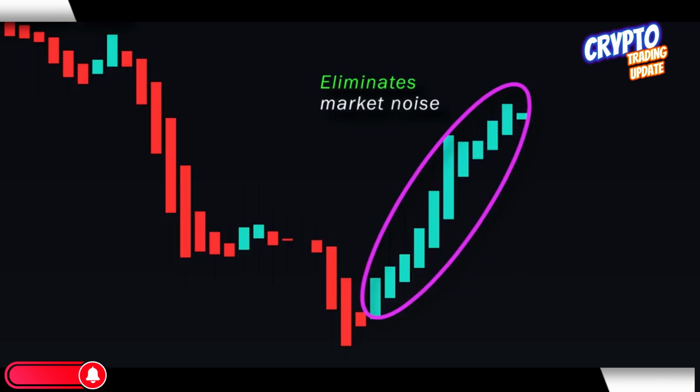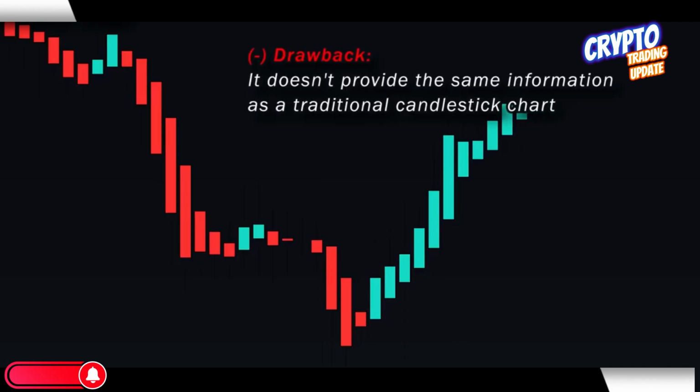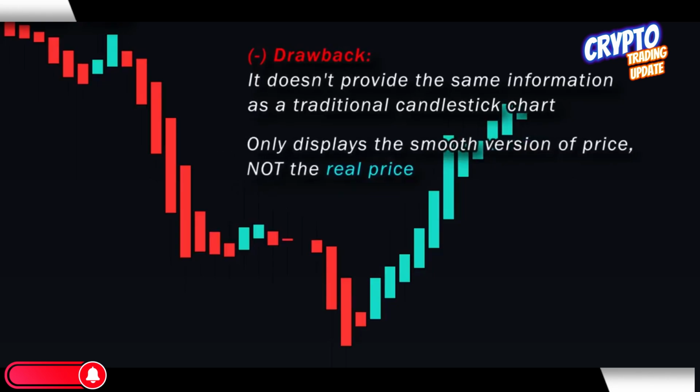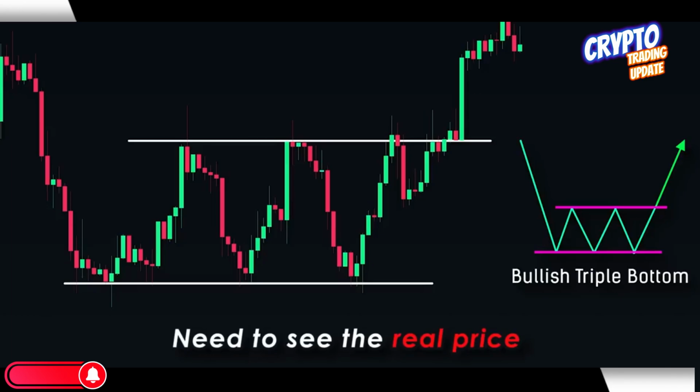However, as with any technical indicators, the Heikin Ashi has a couple of drawbacks, and one of the main drawbacks is that it doesn't provide the same information as a traditional candlestick chart. The reason is because the indicator only displays the smoothed out version of the price, not the real price. And this may restrict a trader's ability to perform certain types of analysis, such as identifying chart patterns or finding key support and resistance levels, because we would need to see the real price in order to do that.